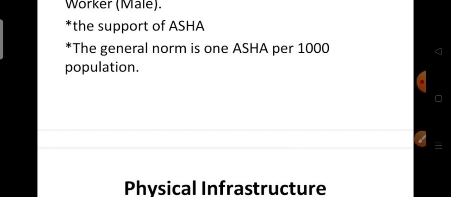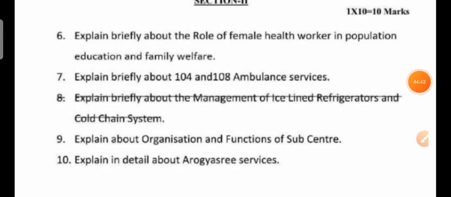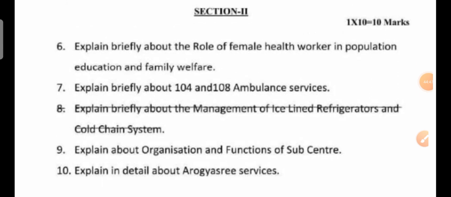It's clear. So next I am going to discuss the last one, that is the Arogyasri services. It's clear? The next question is: explain in detail about the Arogyasri services. This is the last question in Section 2, health center management. Okay, next question is the Arogyasri services.